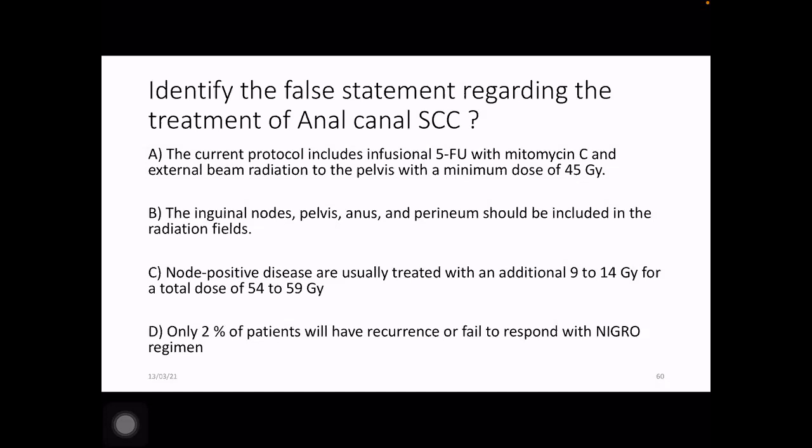So point B: the inguinal nodes, pelvis, anus, and perineum should be included in the radiation fields. True or false?